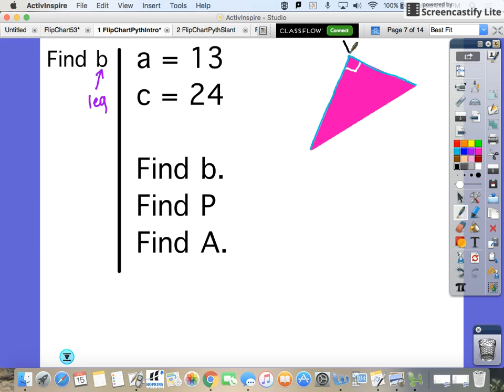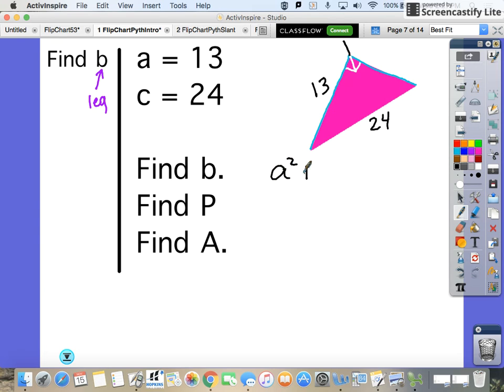The arrow is pointing to the hypotenuse, which is C. So C is 24. A could be this leg or this leg, doesn't matter. I choose this one. So again, we've got to find B, then P, which is perimeter, and A, which is area.